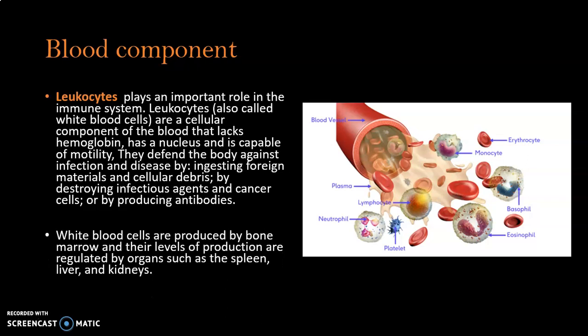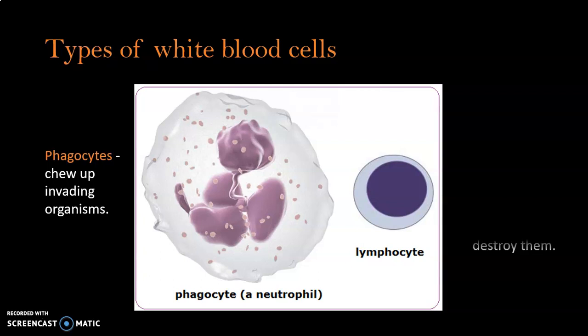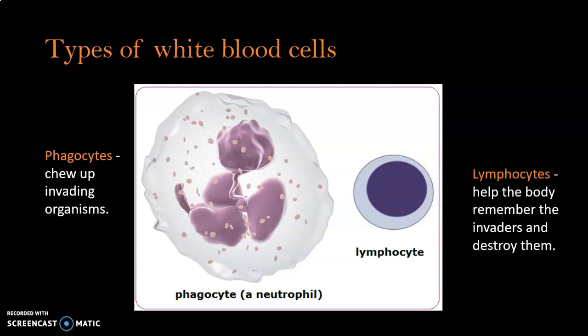White blood cells are produced by bone marrow and their levels of production are regulated by organs such as the spleen, liver, and kidneys. Some types of white blood cell are called phagocytes, which seek out invading organisms, and also the lymphocytes, which help the body remember the invader and destroy them.